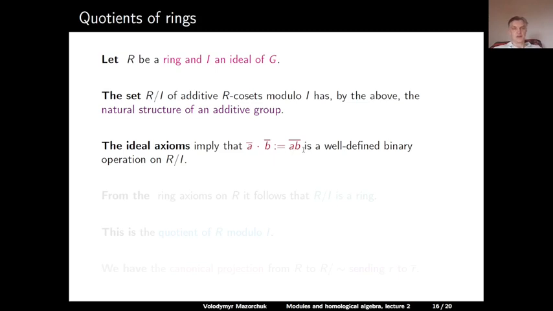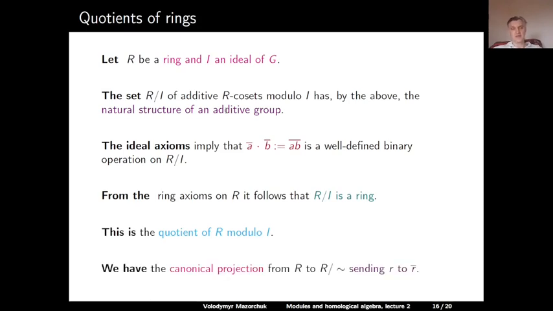So similarly to the group case, from the ideal axioms it follows that this is well defined. So this gives us a well-defined binary operation on the quotient. And associativity and the distributivity of this operation with respect to the addition follow directly from the corresponding properties of R. And this means that our quotient becomes a ring. This is usually called the quotient ring of R modulo I. And similarly to the previous cases, we have the canonical projection from R to the quotient, which sends an element r to its equivalence class modulo I.